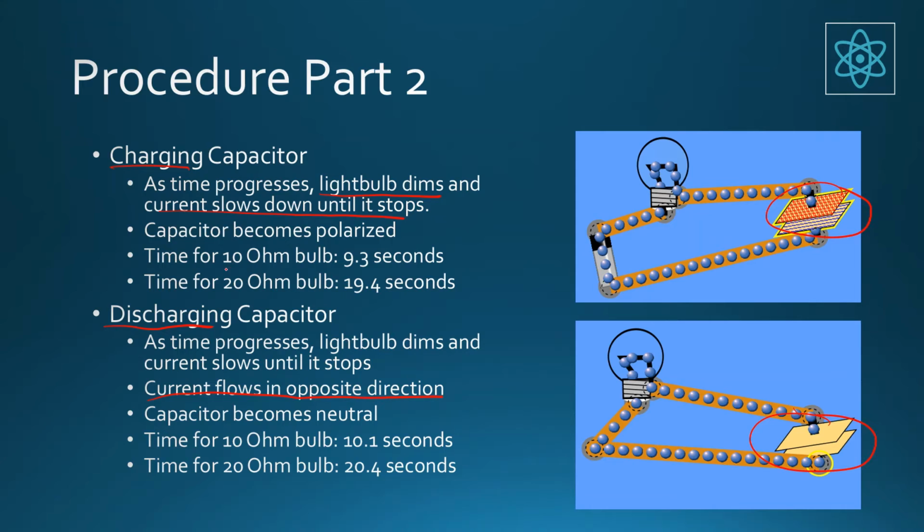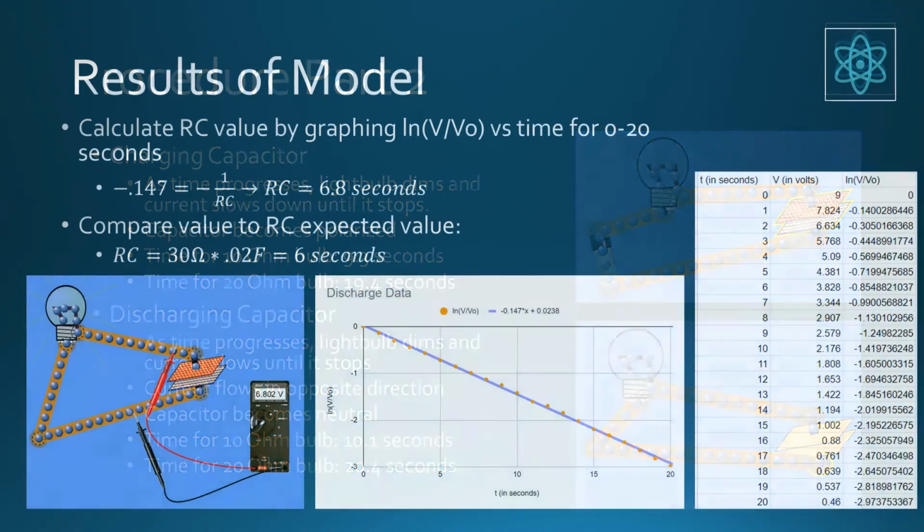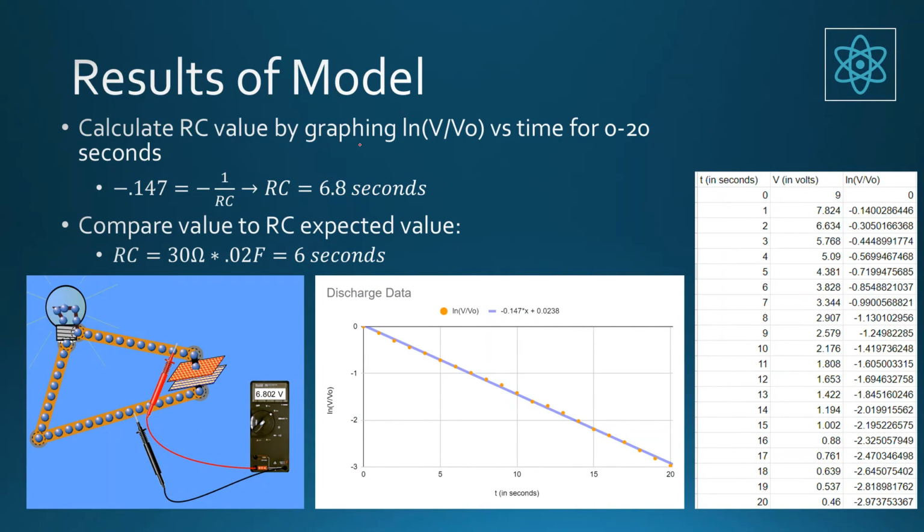We took some data for when a 10 ohm bulb and a 20 ohm bulb were in the circuit, and recorded that data as you can see there. Then we were asked to calculate the RC value by graphing the natural log of voltage divided by the initial voltage for 0 to 20 seconds. You can see the data in this table here, and you can see the graph here.